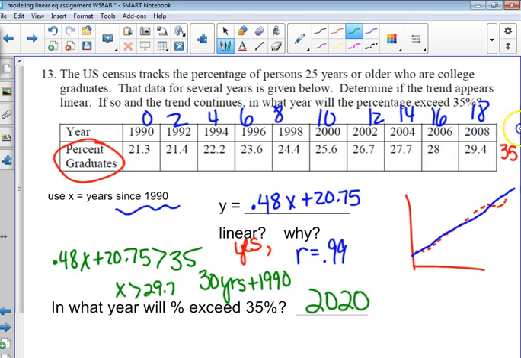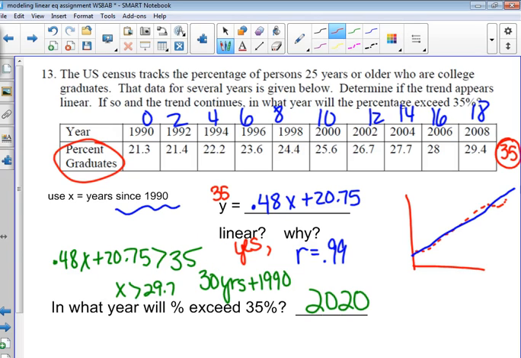Okay, I did it algebraically. It said, what year will represent the percentage seeds 35? So I wanted it to be a y value of 35. So I plugged it into this equation right here. And I said 0.48x plus 20.75, I wanted to be greater than 35. So I subtracted and divided.